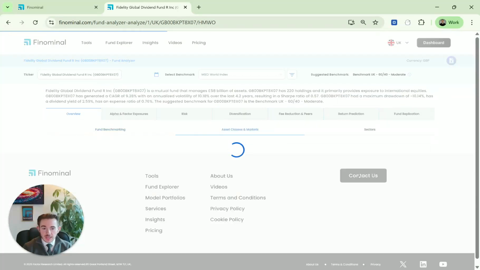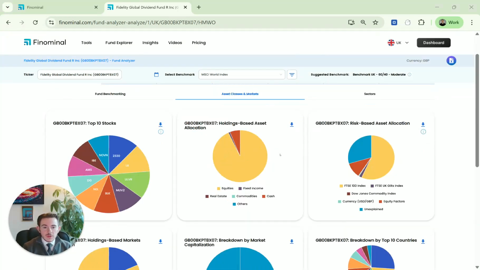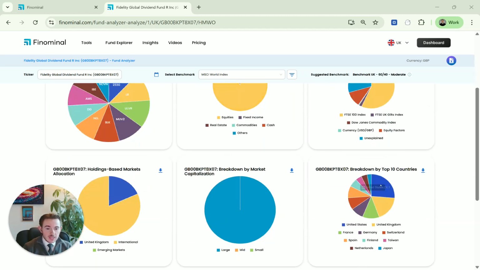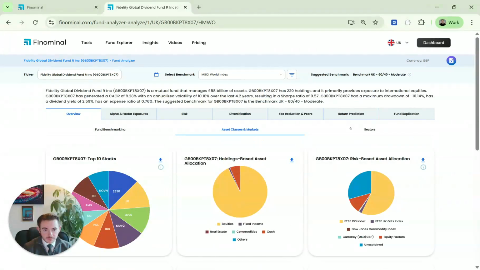We're going to look at the asset classes now. So as we would expect, 93% in equities, small amounts in cash. And this is a globally diversified fund. We are seeing about 24% in US, though if we compare that to the MSCI World, that would be a much bigger share for the US. So we can see it is globally diversified.